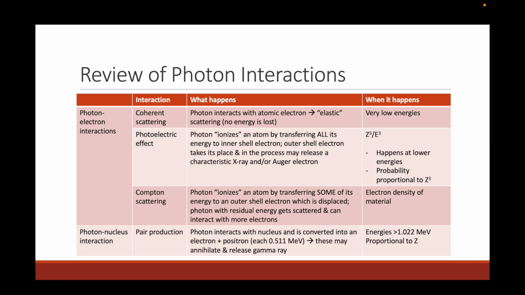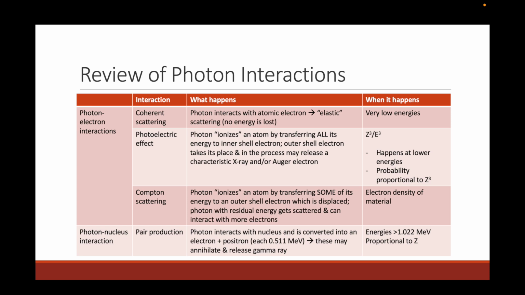And since that probability is so dependent on the Z of the material, there's a stark difference between higher Z materials, such as the calcium in our bones, versus the lower Z materials, such as the remaining soft tissue in our body. And so that explains the high contrast that we see on diagnostic x-rays between the bone and the remainder of the soft tissue.